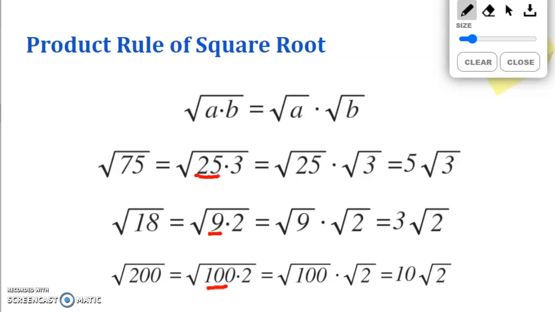So we're looking for a number that multiplies with a perfect square. Okay, what is the factor that is a perfect square? For 200, that's 100 times 2. So I know the square root of 100 is 10, square root of 2 is just root 2, so it becomes 10 root 2.